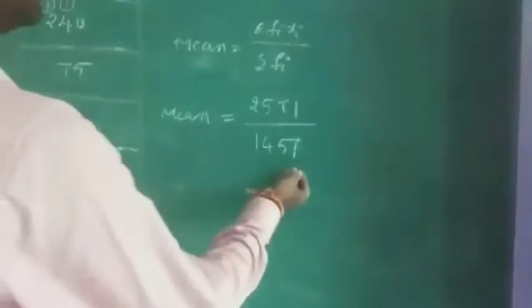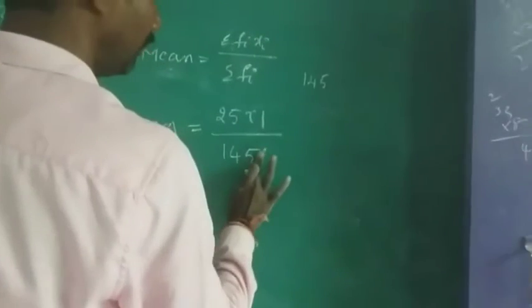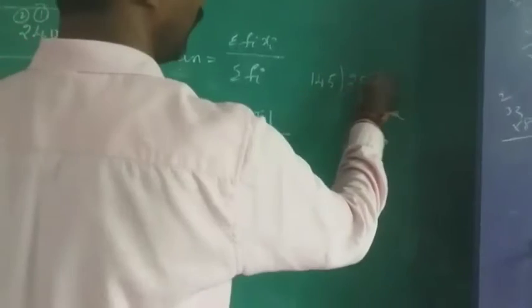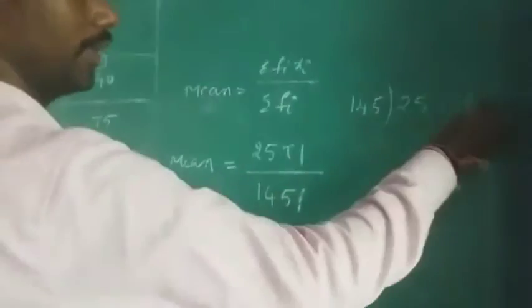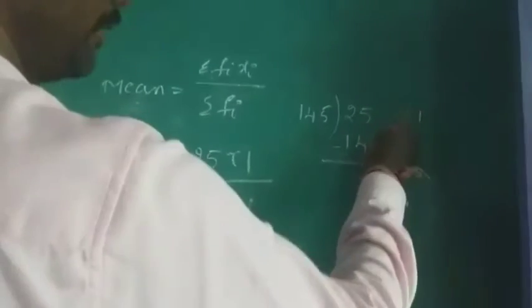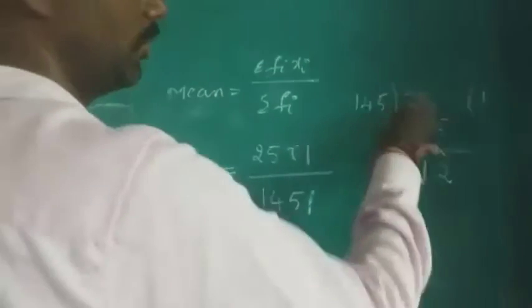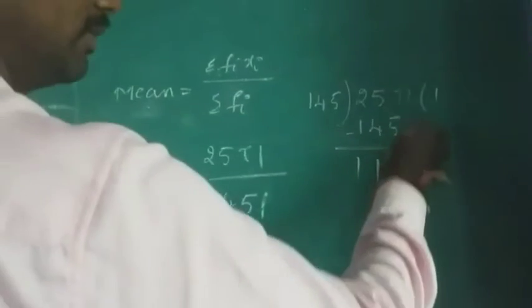Then you can tell the correct answer. Let me do the division. 145, this is the 145 only, and 2571. So 145 ones are 145. Subtracting, 7 minus 5 is 2, 5 minus 4 is 1, 2 minus 1 is 1.